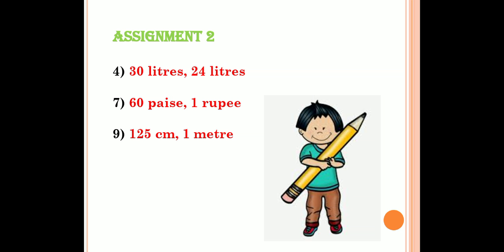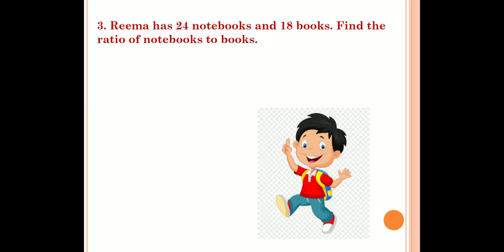Now let us move ahead. The third sum: Reema has 24 notebooks and 18 books. Find the ratio of the notebooks to books. So now we have to find out the ratio of notebooks to books. Notebooks is 24 and books is 18, so definitely it will be 24 is to 18.